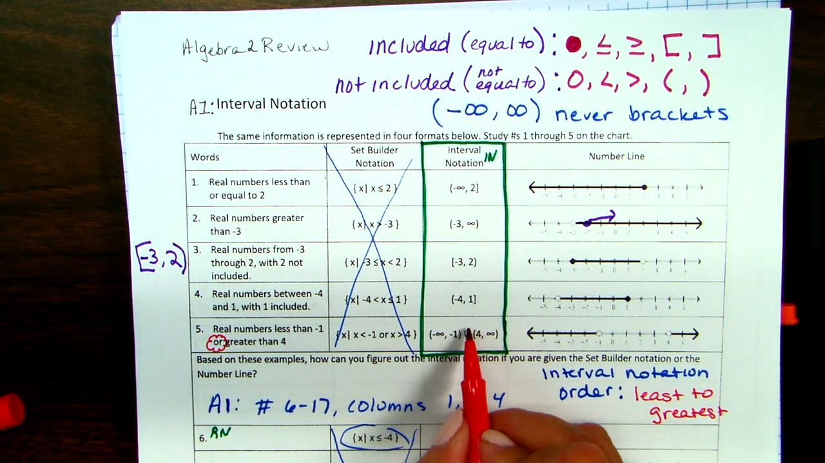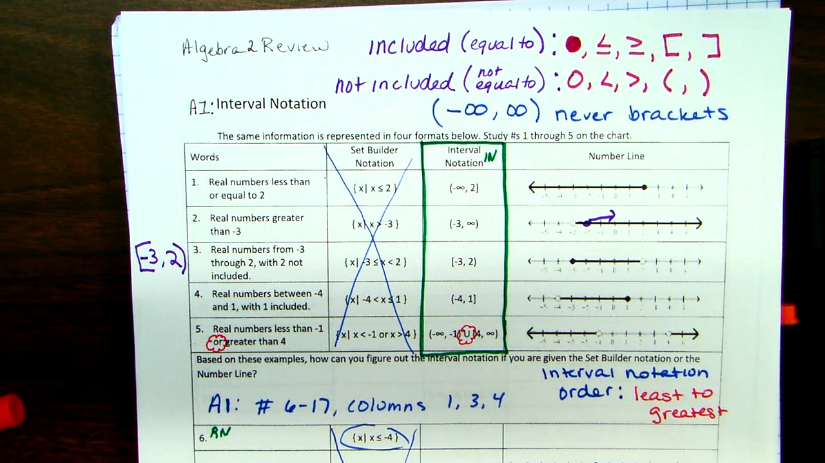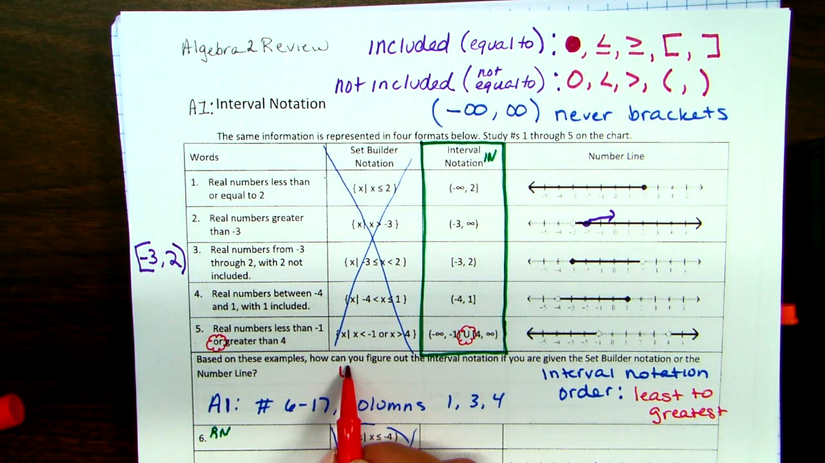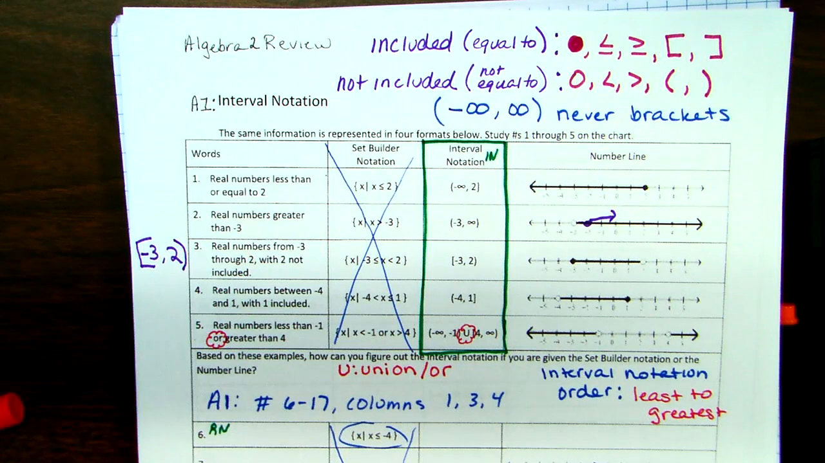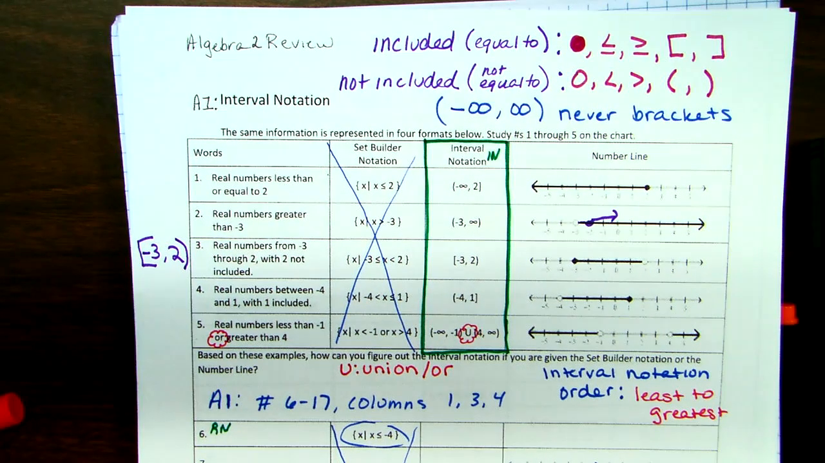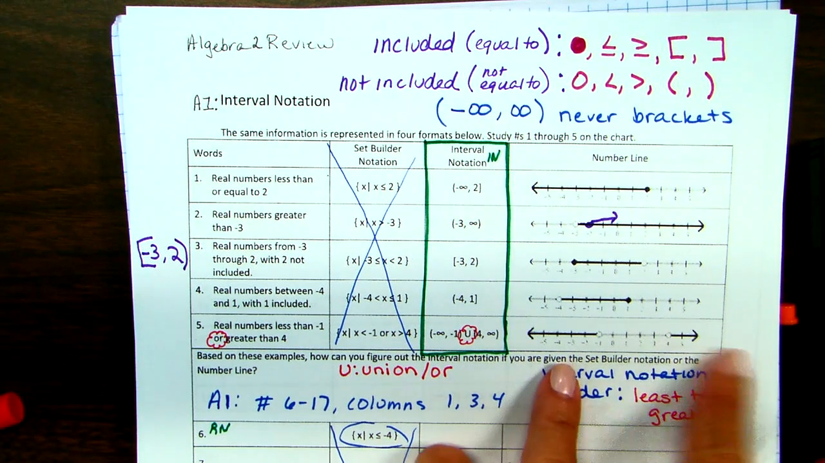So this symbol in between, does anybody know what that symbol means? I heard someone say union. It's the union symbol. We can also say the word or. So you could say out loud or whatever, but we just use the union symbol. It means this or this. Our answer could be anywhere over here and anywhere over here.